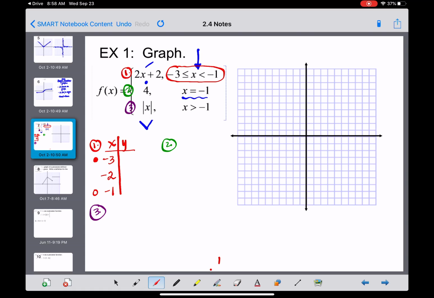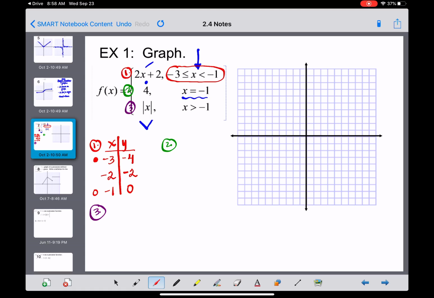So then we're just going to sub these values in. So if I sub in a negative 3, 2 times a negative 3 is negative 6, plus 2 would be negative 4. Okay, so you should be able to do the other one. Sub in a negative 2. Sub in a negative 1. And you should get those 3 values. So those are just ordered pairs.